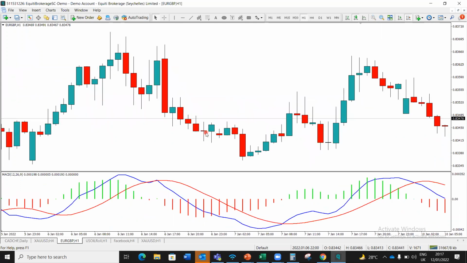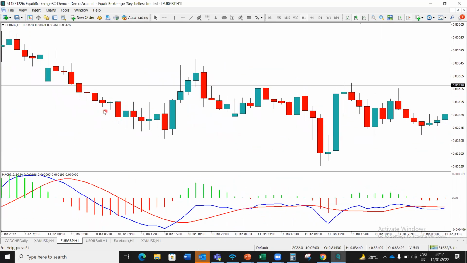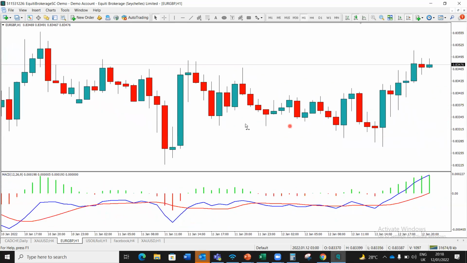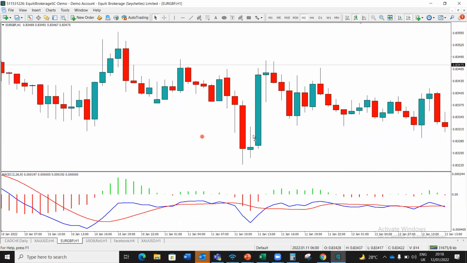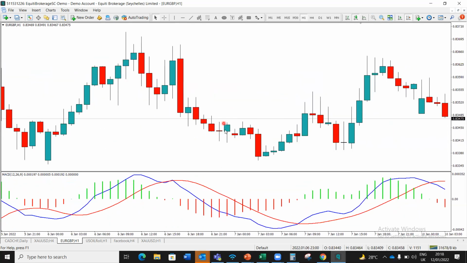Can you see this now? It has a body, but it's very small. You cannot even easily notice it. So this is a long-legged doji. And this is a dragonfly. Once you see them, it simply tells you that the buyers, not the sellers, are dominating the market.